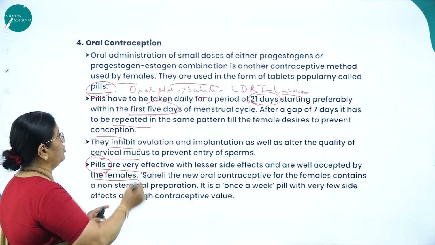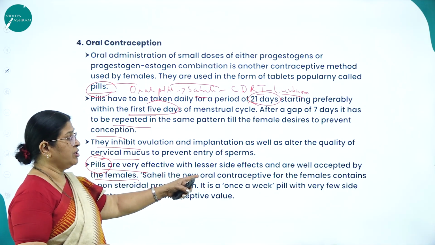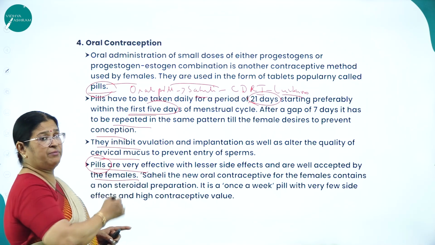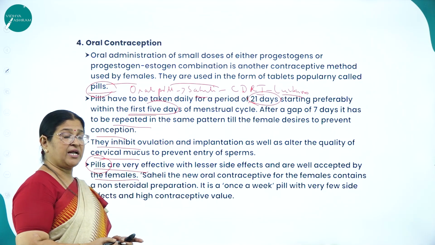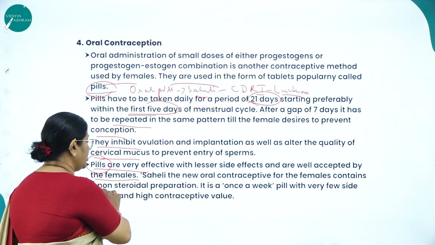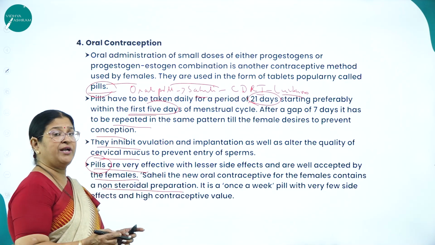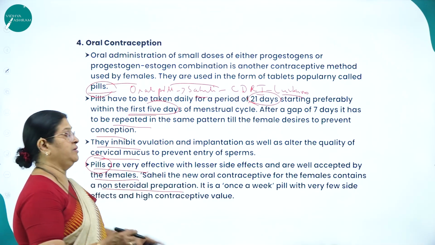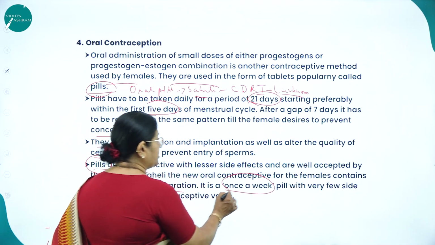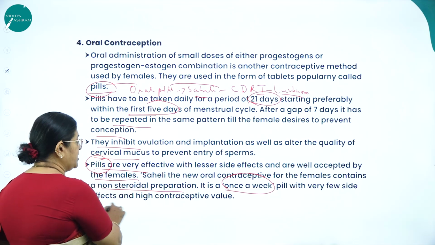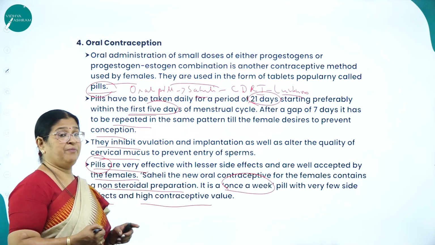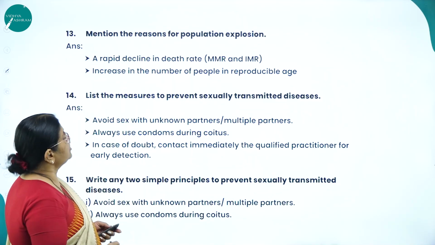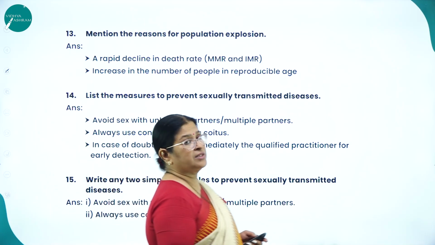As I already told, Saheli, the new oral contraceptive for the female, which was designed by CDRI, that is Central Drug Research Institute, Lucknow, is a non-steroidal preparation. So it will not have any side effect on the health of the female. It is a once a week pill. So she can take this once a week pill with very few side effects and high contraceptive value, that is, it may prevent conception.